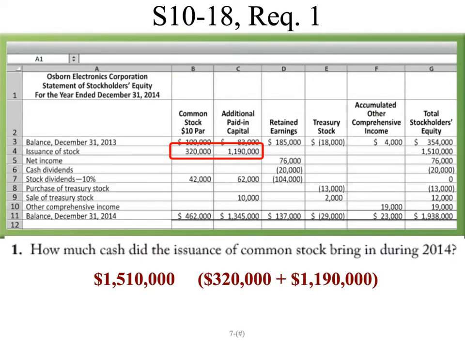For requirement 1, it says, how much cash did the issuance of common stock bring in during 2014? Well, you can see on the screen I've circled the two numbers. The row in the statement that says issuance of stock, we pick out the common stock column and the additional paid-in capital. So the par value goes in the common stock column, and anything above par value goes in the additional paid-in capital column. So the answer for this one is those two numbers added together, the $320,000 plus the $1,190,000, or $1,510,000.